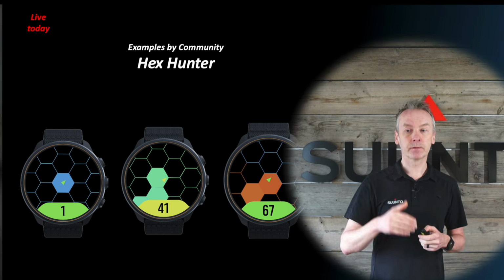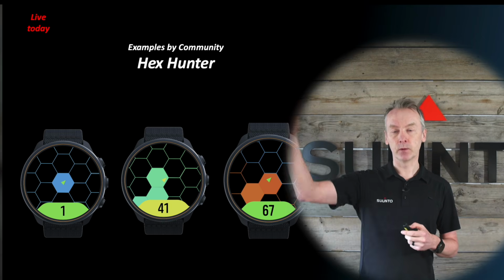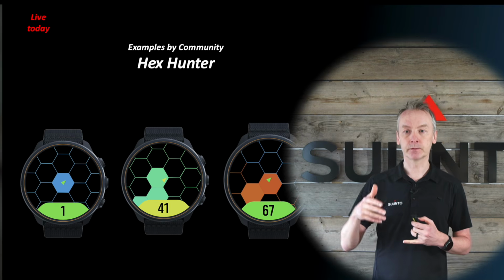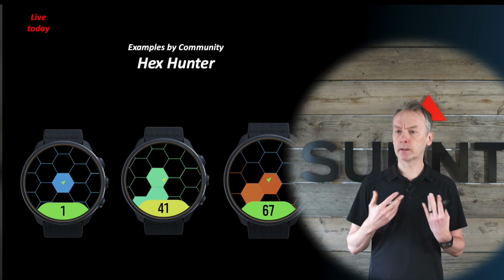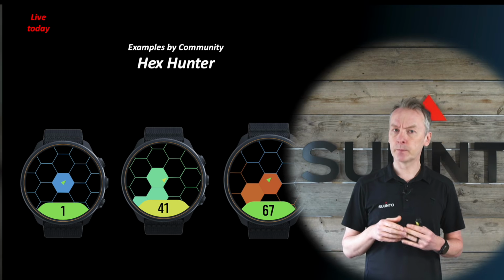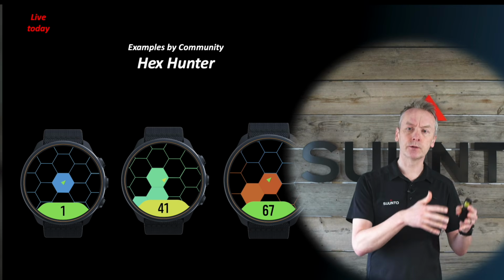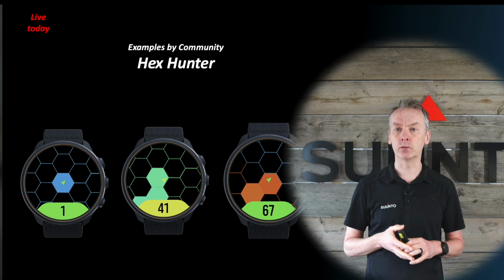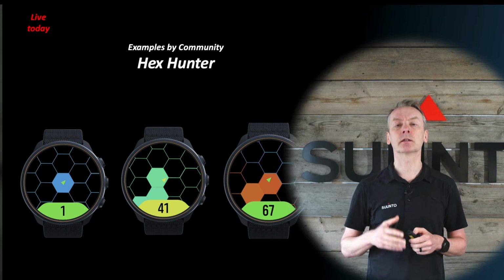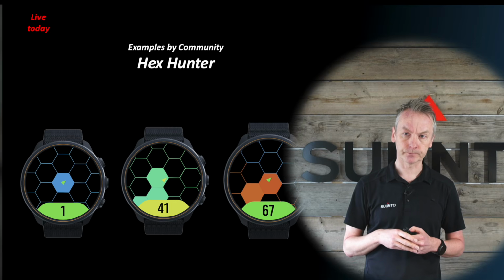The color coding of the hexagons is based on, if you are further from the starting point, the different color there is. So this is a good example, again, of something that Suunto ourselves, we are pretty focused on certain sports and use cases, and Hex Hunter would be an example of something we probably wouldn't do ourselves, but it's great to see this kind of innovation in our watches.